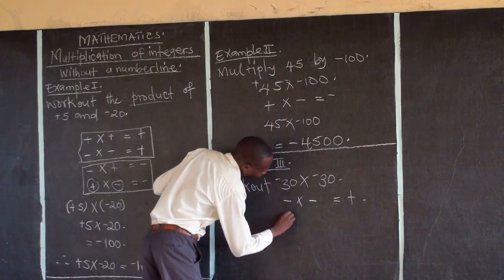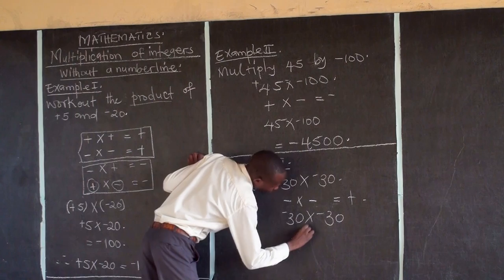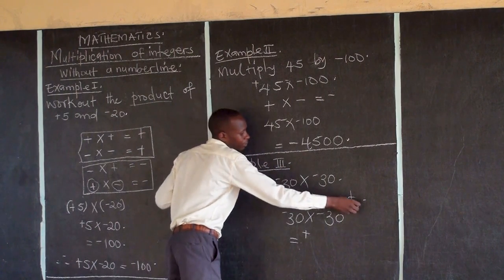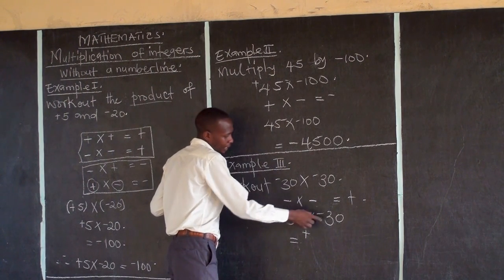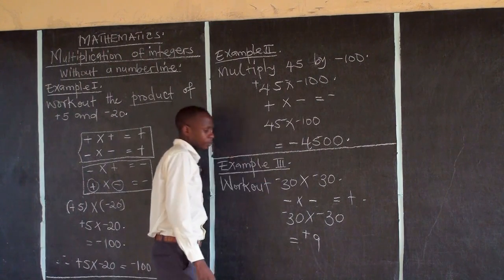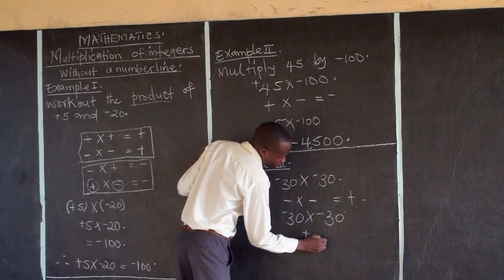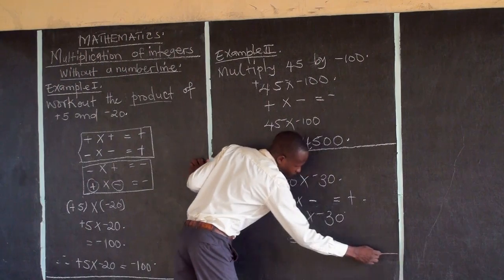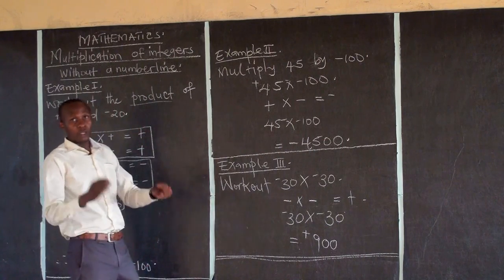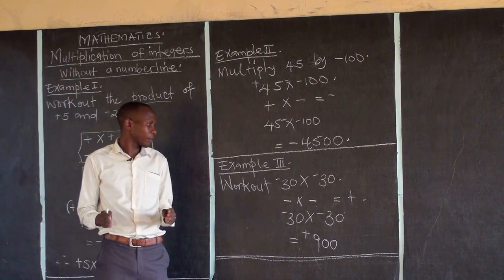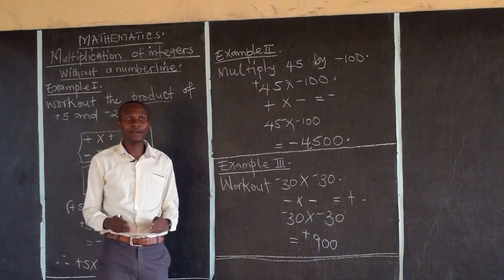So negative 30 will give us positive, because a negative times a negative will give us a positive. Then I will say 3 times 3 is 9. Then I will say how many zeros have remained here? 1, 2. So the answer will be positive 900. When you have a negative 30 times negative 30, we shall come out with positive 900.